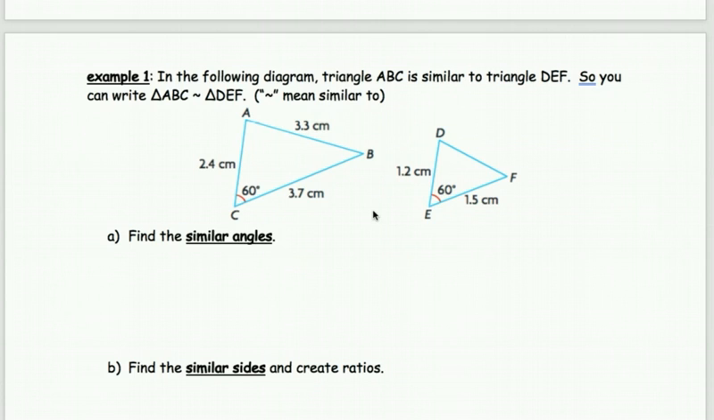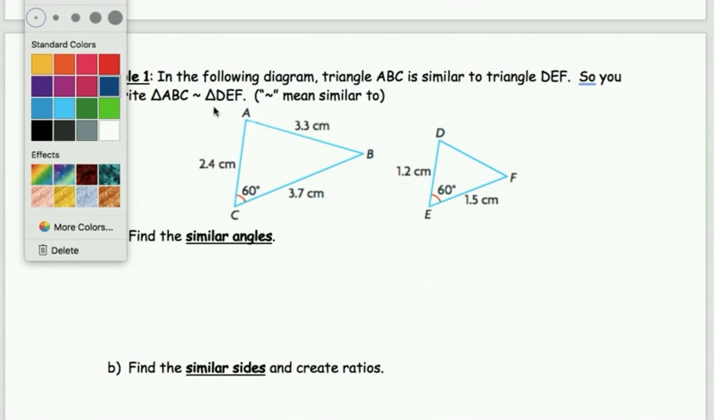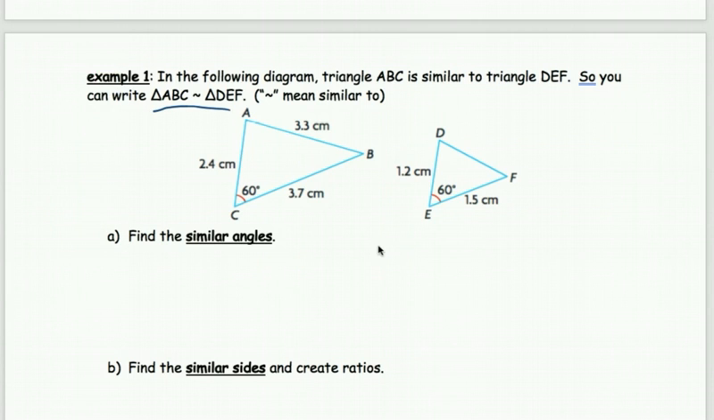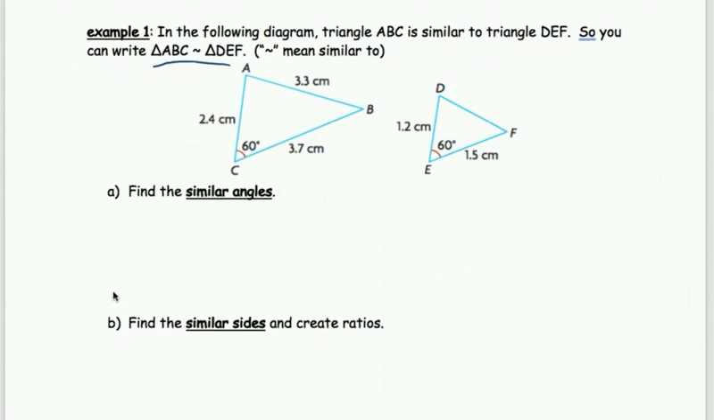Okay, so this is example one. We know that triangle ABC is similar to triangle DEF, so that means we can write this similarity statement here. Knowing that, we know going in that the corresponding angles will be the same, and the sides will be proportional to each other. So part one, A, we're going to look at finding the similar angles. You can see right away in this diagram that one is already labeled, so you can say angle C is equal to angle E.